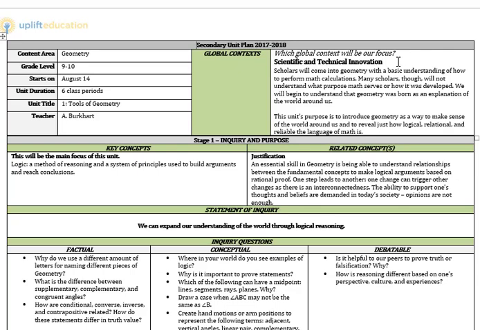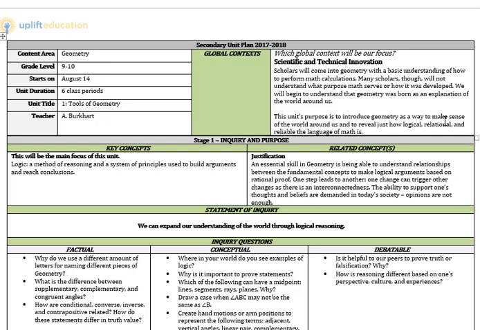The global context for this unit is scientific and technical innovation. So they'll come into geometry with a basic understanding of how to perform math calculations. They might not understand the purpose of math or how it was developed, and so we're going to look at that during this unit, essentially looking at geometry and math as an explanation of the world around us. Extremely applicable. And they'll start to make those connections as their own too as the year progresses.